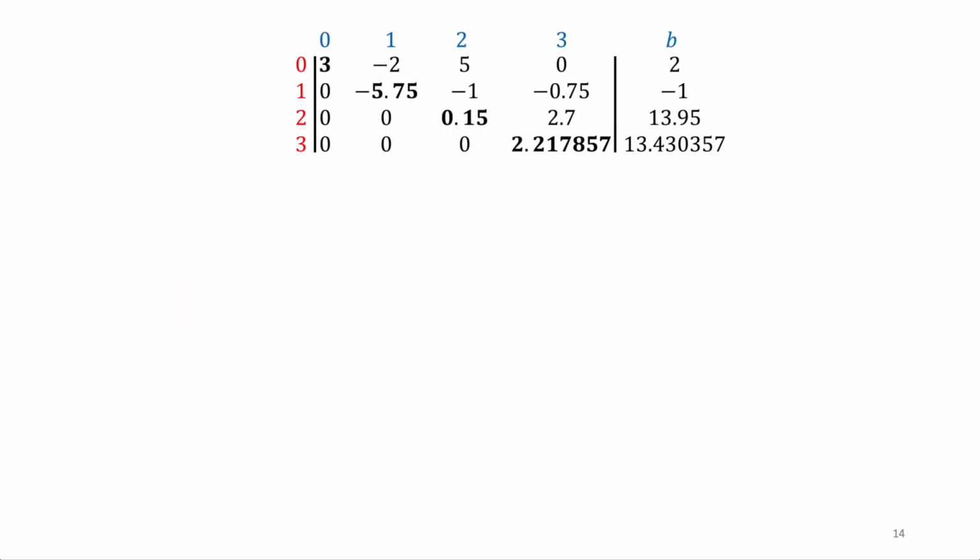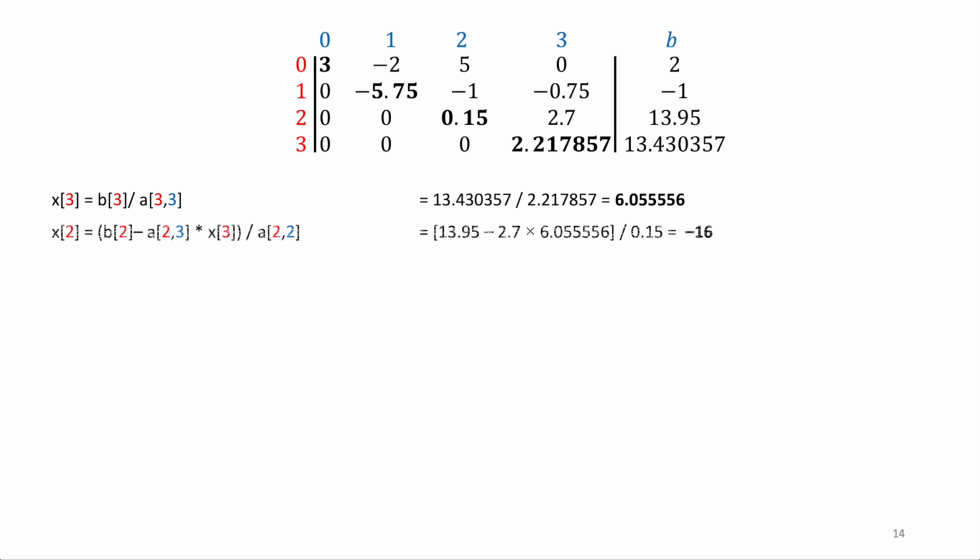Now we go to the step of back substitution, and simply just by multiplying the rows and the corresponding values, we get the following results. So x3 will be equal to b3 divided by a33. So we start from the last row, then we calculate x2 in the same way.